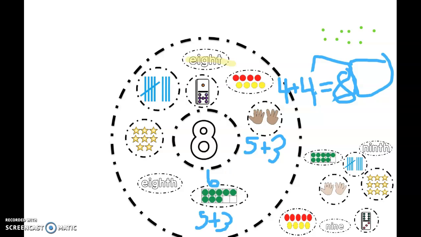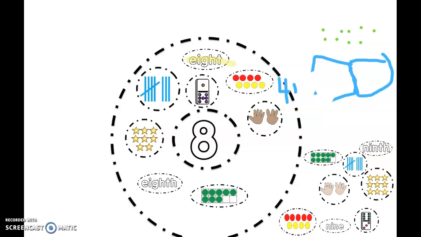We found the number word 8. We found the ordinal number word 8th. You are so smart. You did a great job. So last time, what number? 8. How do I write 8?